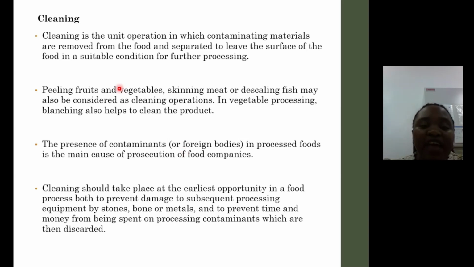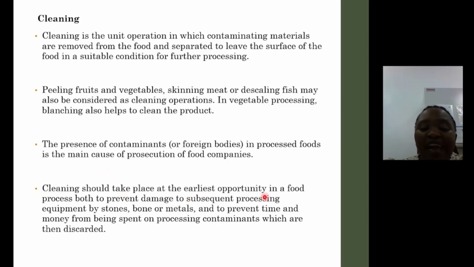Cleaning is a unit operation in which contaminating materials are removed from the food and separated to leave the surface of the food in a suitable condition for further processing. We can have peeling of fruits and vegetables, skinning of meat, and descaling of fish, which may also be considered cleaning operations. In vegetable processing, we have blanching that also helps clean the product. The presence of any foreign contaminants in processed foods is the main cause of prosecution of food companies because it poses a high risk to the end consumer.